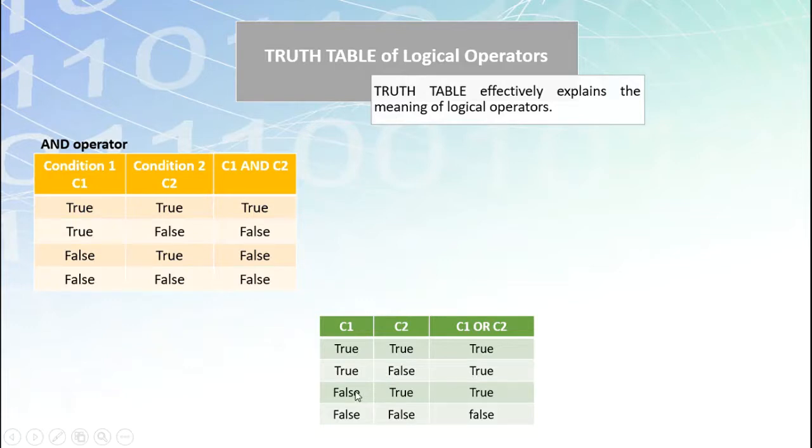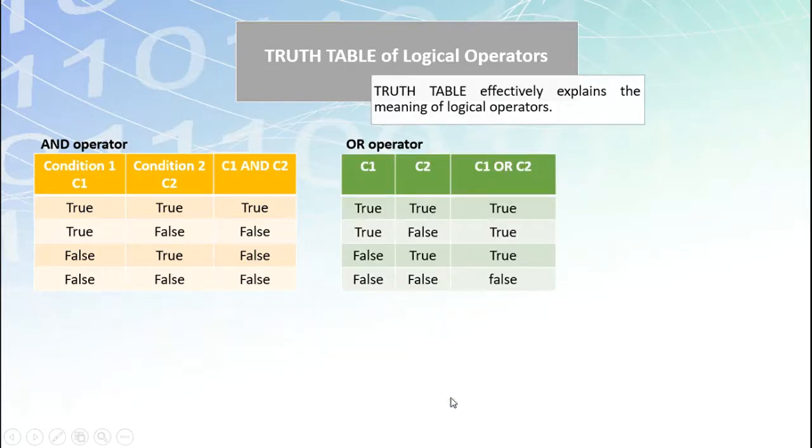If the first condition is false, second condition is true, the result of the OR operator will be true. If both the conditions are false, the result of the OR operator will be false. That means if any one of the conditions is true, the result of the OR operator will be true.